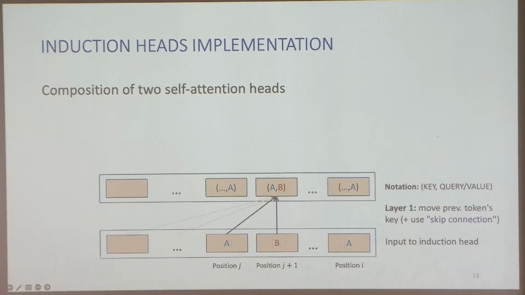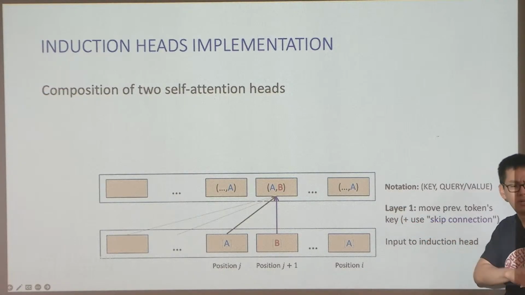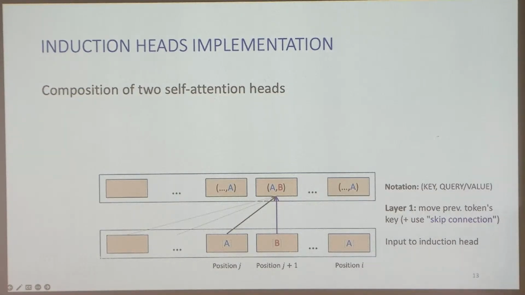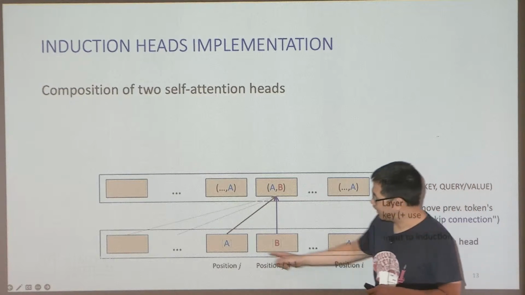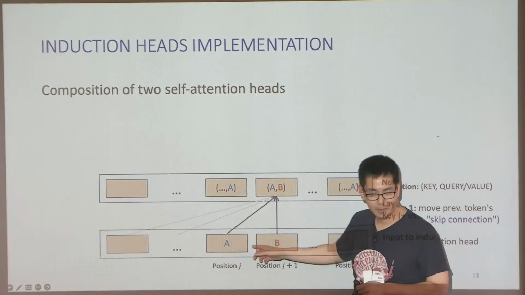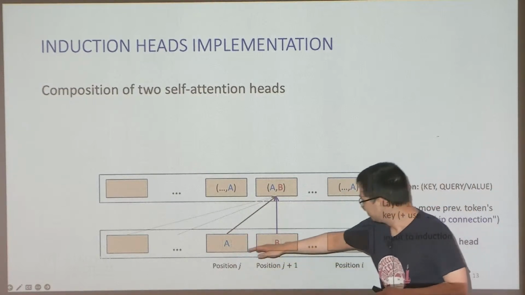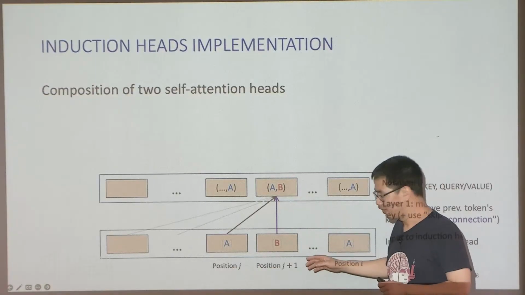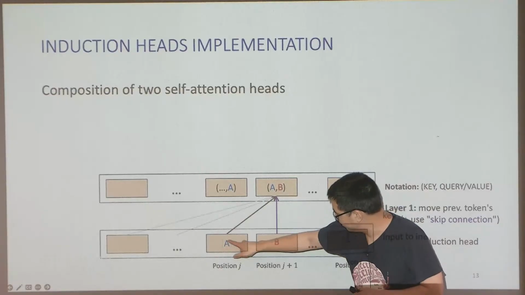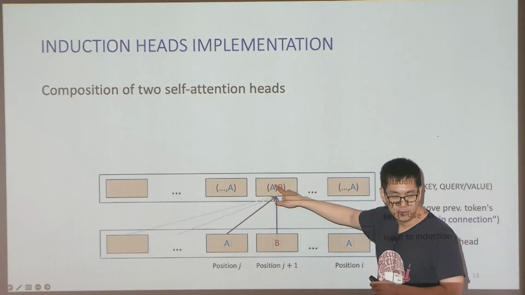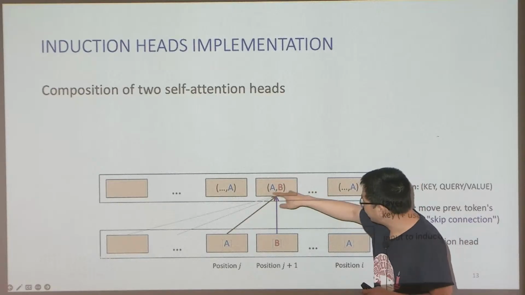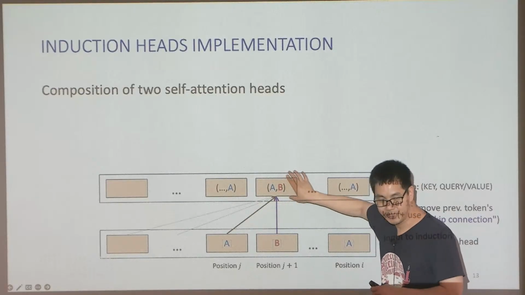The first thing that you might do is to somehow move information just one position ahead. So what information would be useful to move one position ahead? It turns out you want to move the key for something in the previous position to the current position. So we're going to move the key for this A token in the next layer so that the key is now sitting in the next position.